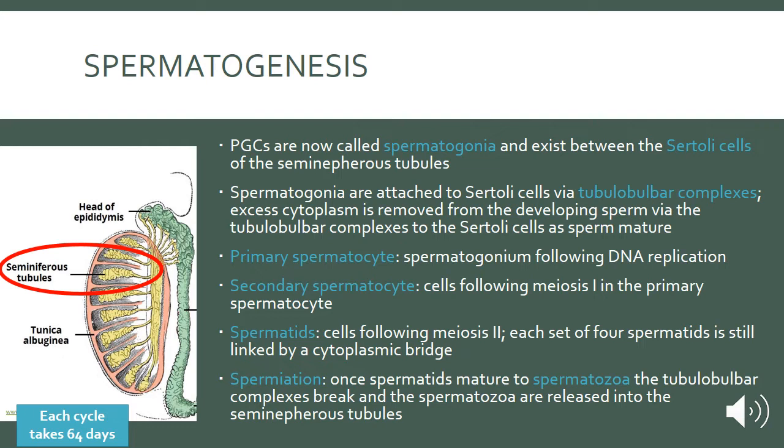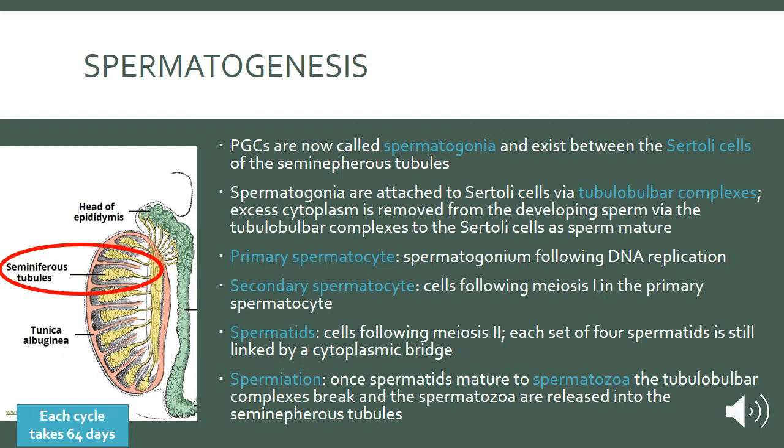Now, initially, the spermatogonia, so these very early sperm cells, are attached to the Sertoli cells via what are called tubulobulbar complexes. And they serve an important function because sperm aren't supposed to have lots and lots of cytoplasm. Sperm are race cars, they're streamlined. So they offload their cytoplasm through these complexes into the Sertoli cells.